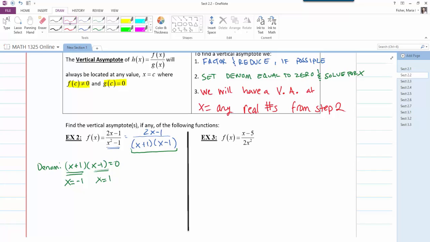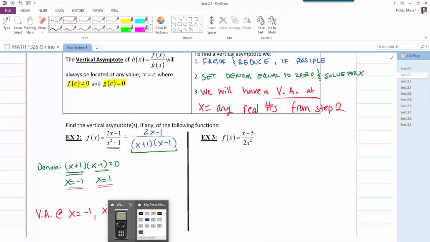The final step is to figure out where you have vertical asymptotes. We're going to have a vertical asymptote at x equal any real numbers you ended up with from step 2. Well, negative 1 is a real number. It's not imaginary. It does not have an i. And 1 is also a real number. Again, it's not imaginary. It doesn't have an i. So I have a vertical asymptote at x equals negative 1 and x equals positive 1.